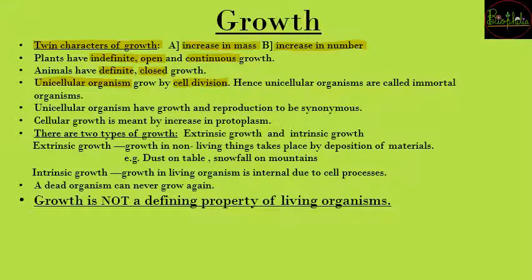Now what happens in cell division? The parent cell divides its cellular content into two to form the daughter cells. This is just a division of the material, which is why these organisms are called immortal organisms. In the case of unicellular organisms, growth occurs because of cell division, and reproduction also occurs because of cell division. So growth and reproduction are synonymous; they go hand in hand together.